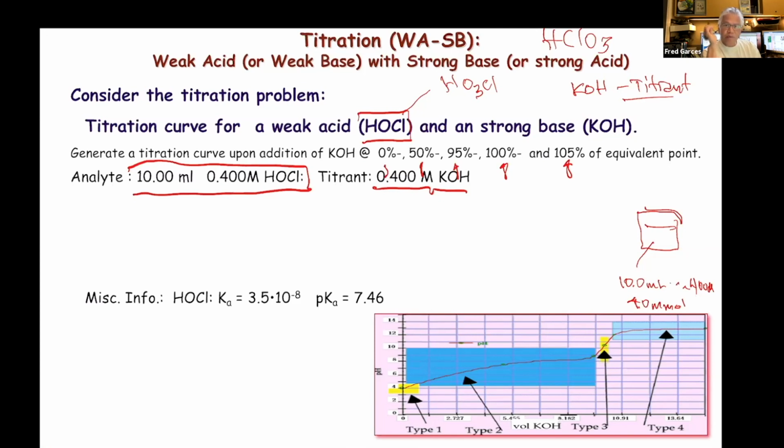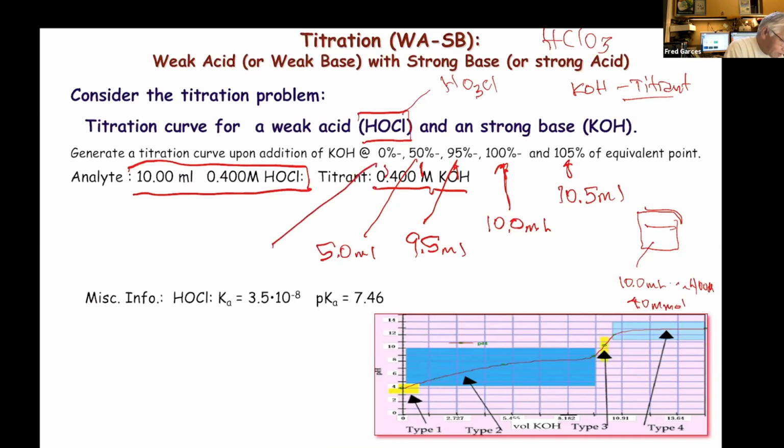This is a super easy problem because at the equivalence point, I would need 10 milliliters, because 10 milliliters of 0.4 would also give me 4 millimoles of KOH. So the equivalence point here, 100%, would be 10 milliliters. That means 105% is 10.5 milliliters of KOH. 95% would be 9.5 milliliters. 50% is 5.0 milliliters, and 0 is just 0.